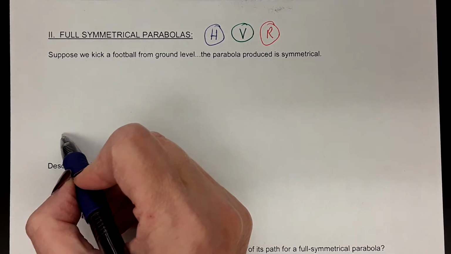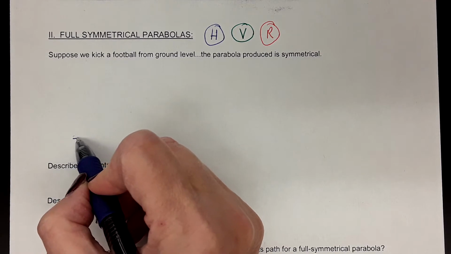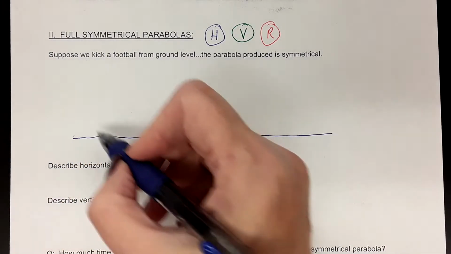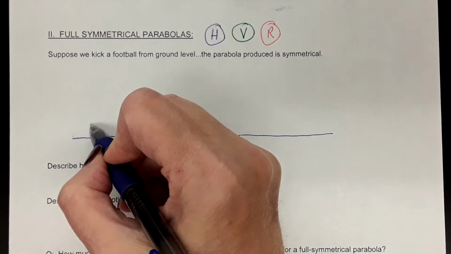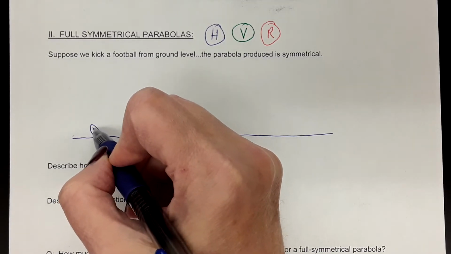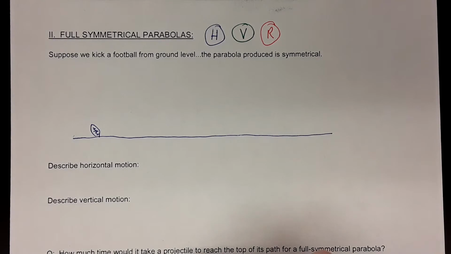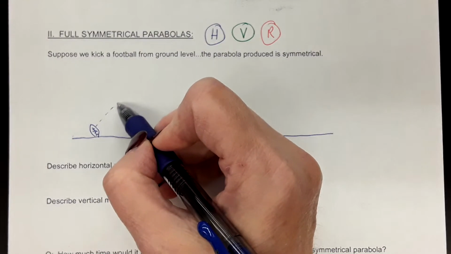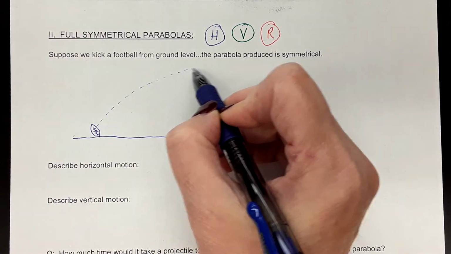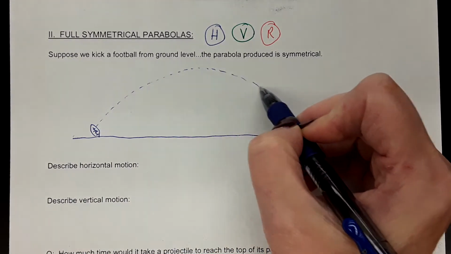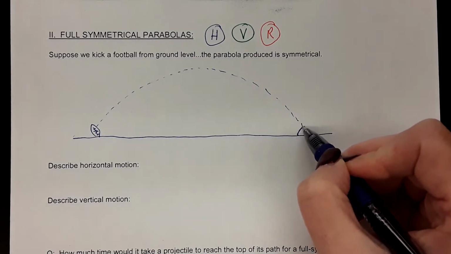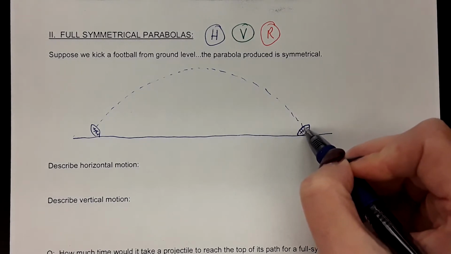All right, so here's the ground. And here's our little football. Okay, and we're going to kick it down the field, so it's going to make a beautiful parabola that looks something like this. And then it hits the ground somewhere downrange.